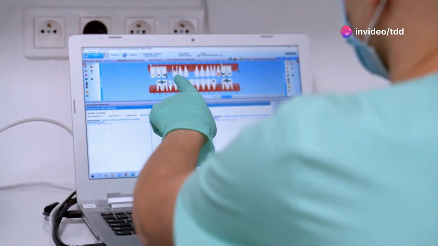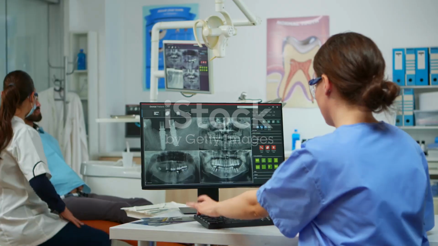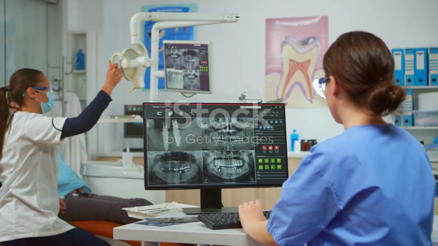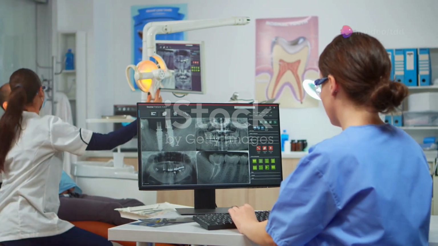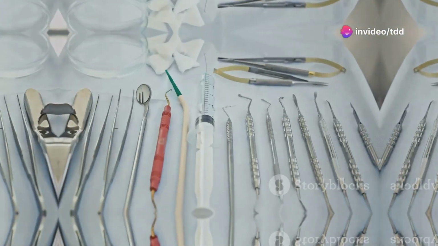Step 2. Treatment planning. Next is treatment planning. We decide the type of implant and placement position, using digital planning software for precision. If there's not enough bone, we might recommend bone grafting or sinus lifts first.